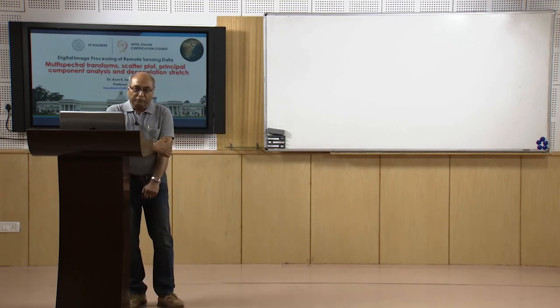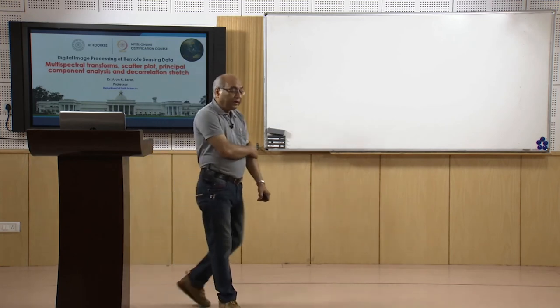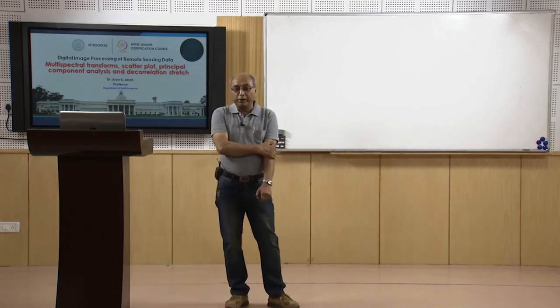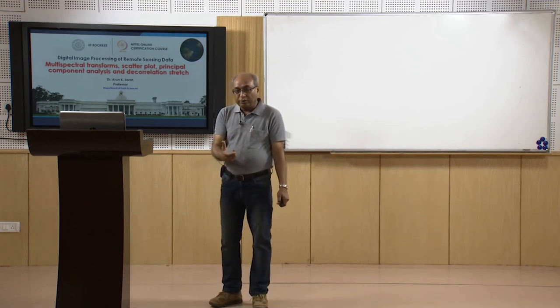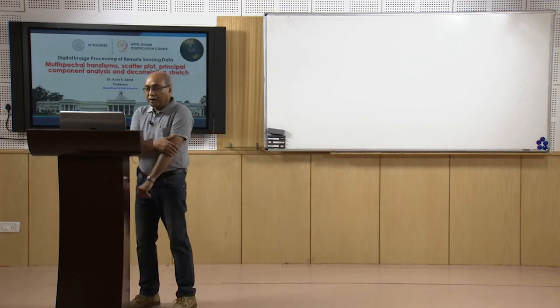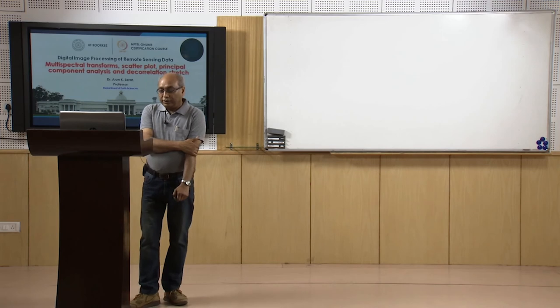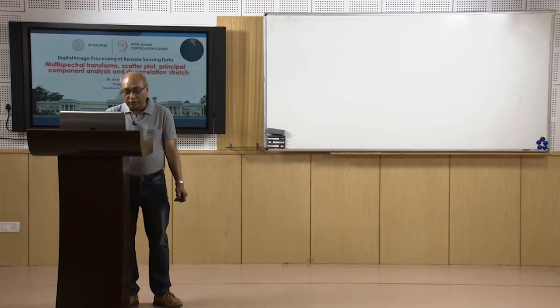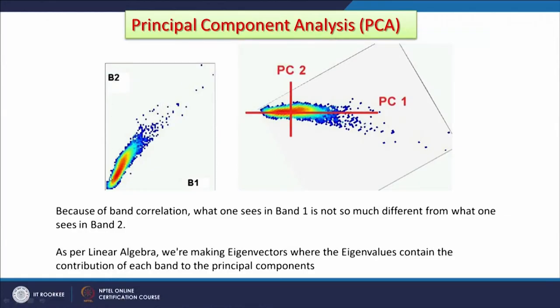Now, further to this, there is an analysis called PCA, or principal component analysis, where we use the scatter plot, the two dimensional histogram. We have already discussed this when we covered histograms and scatter plots. So we will go directly to it, and I will explain on this graphic that we plot band 1 and band 2 like this. Now if they are correlated like this, this shows that they are very much correlated.